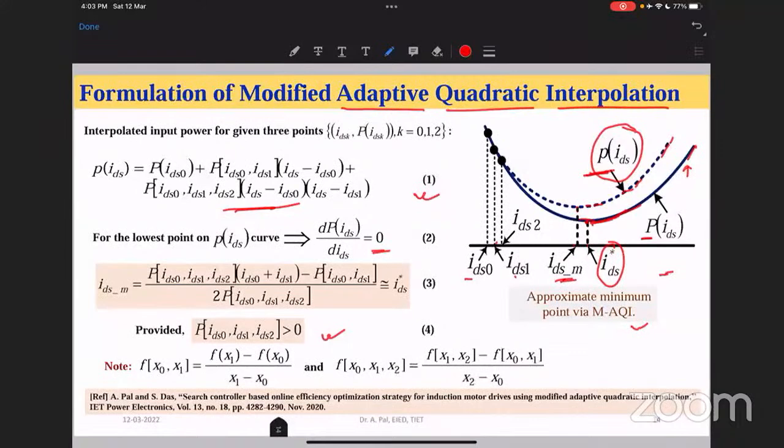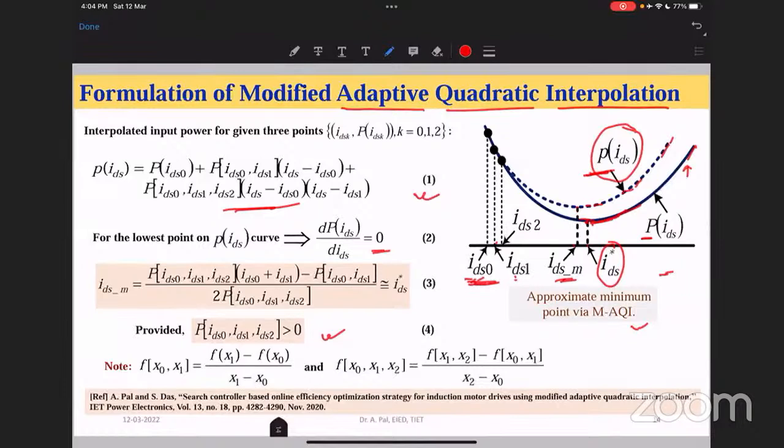So the idea of this type of method is basically a line search technique. Initially we know the interval, that means the initial interval is given to us, so we can select the values of IDS 0, IDS 1 and IDS 2. So what are IDS 0, IDS 1 and IDS 2? Those are the flux component of current. So we basically try to get the optimum value of the flux component of the current.